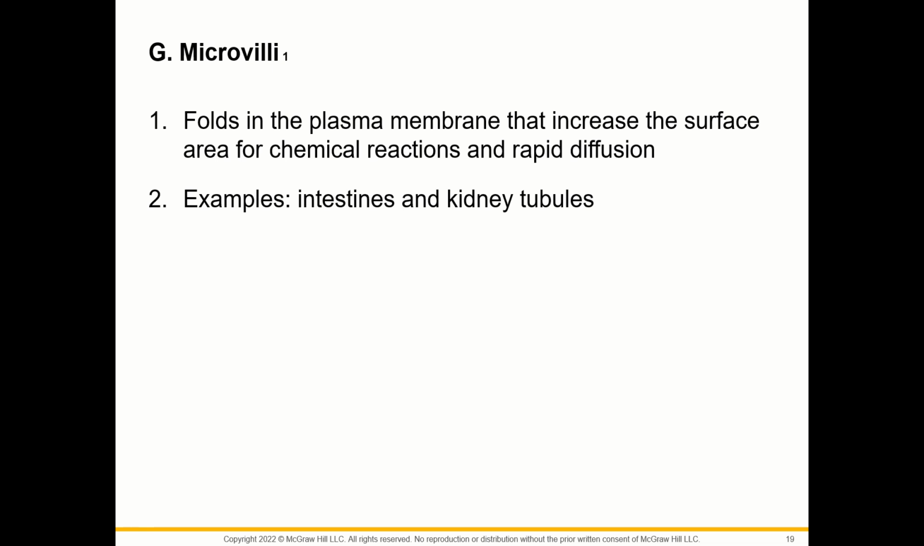Next, we have cellular extensions that are not going to arise from the cytoskeleton. Instead, they arise from the plasma membrane. And those are called microvilli. These are folds in the plasma membrane that increase the surface area for chemical reactions and rapid diffusion. So this will be found in the intestines and the kidney tubules. Very important in the intestines because it aids in pinocytosis, which is, as we said, the non-specific endocytosis, where we're absorbing nutrients into the bloodstream.